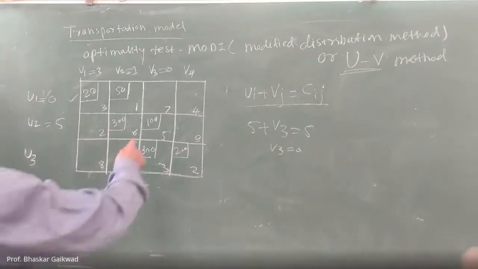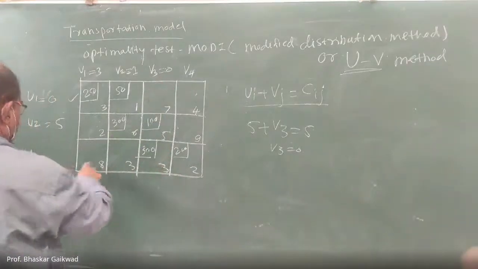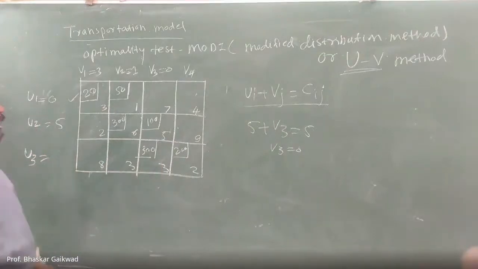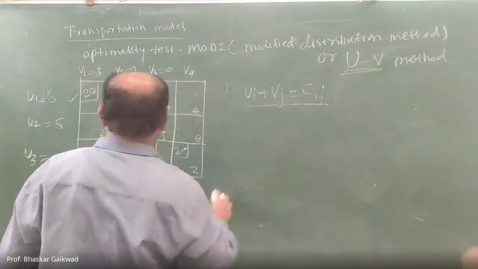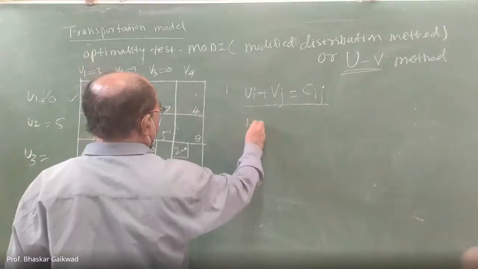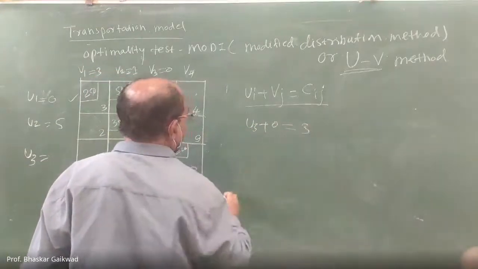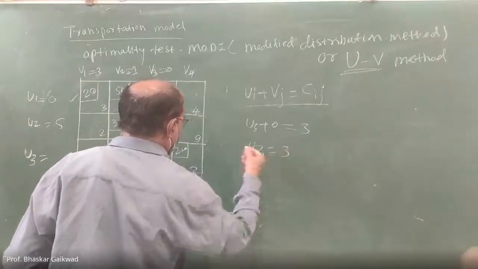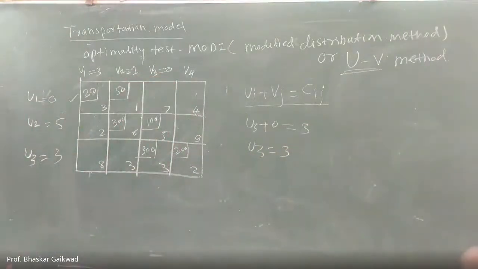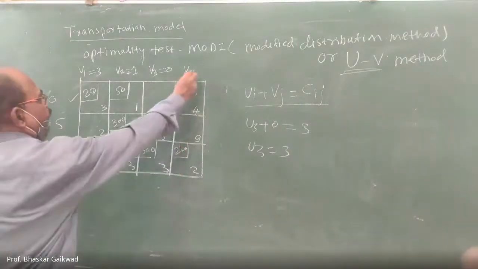Now this we know, this we have to calculate. So here U3 is equal to 0 plus 3. So U3 is equal to 3. Correct. Now you have to calculate V4.